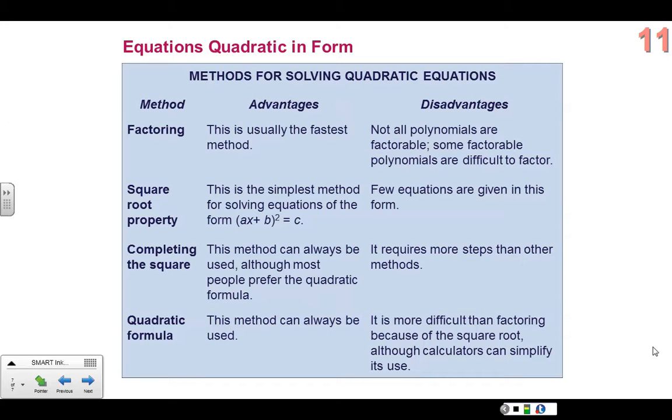This last slide is just to give us a summary of methods we use to solve a quadratic equation. Remember, a quadratic equation is an equation where your highest power is 2, the second degree. So factoring is always great, and it's usually fastest, but if it doesn't factor, you of course can't use that method. Square root property is a simple method, but you have to have a specific form of your equation before it'll work. You've got to have a perfect square equal to a number.